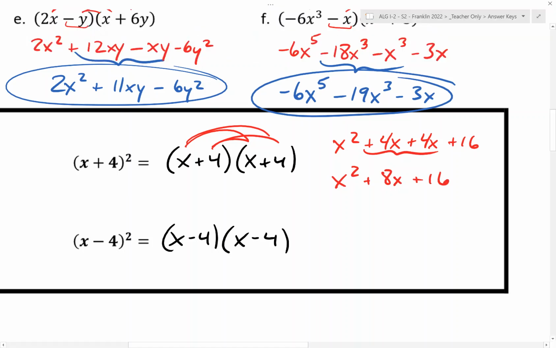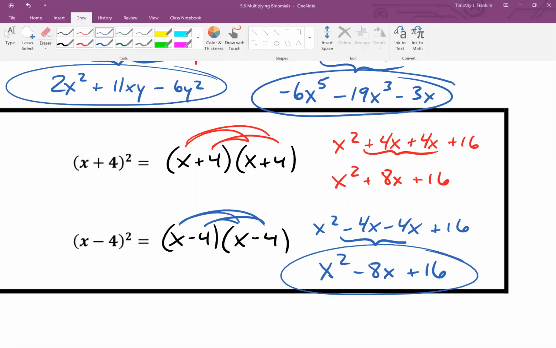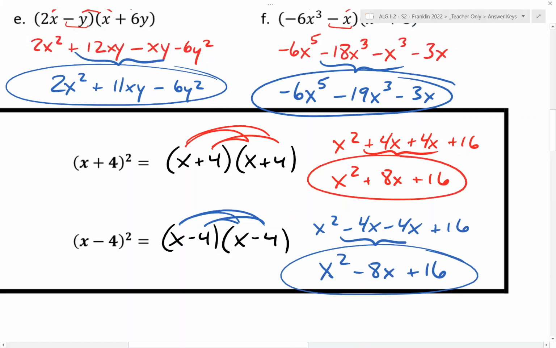And now trying the second one, x times x is x squared again. X times negative 4 is minus 4x. Same thing here, we get a negative 4x. And then negative 4 times negative 4 is positive 16. So they look pretty much the same, except this middle term is going to be a negative 8x plus 16. So slightly different result based on the sign in the binomial.